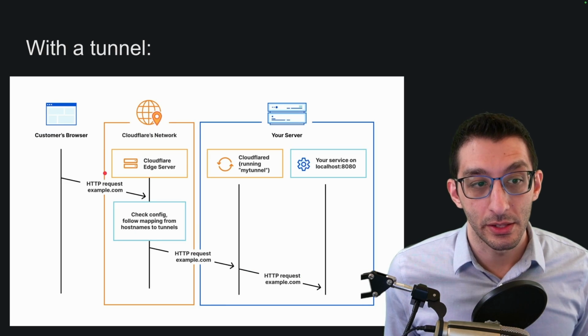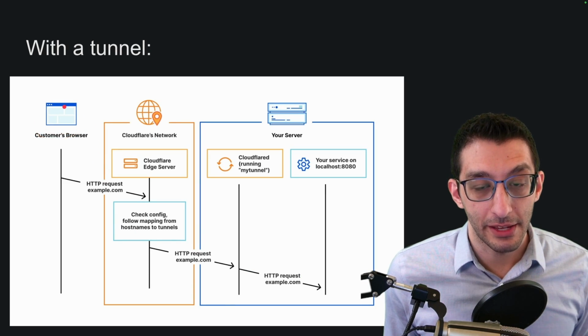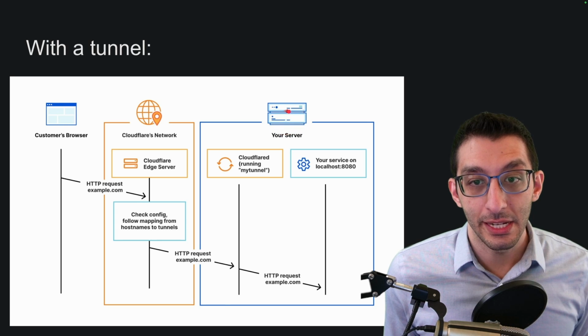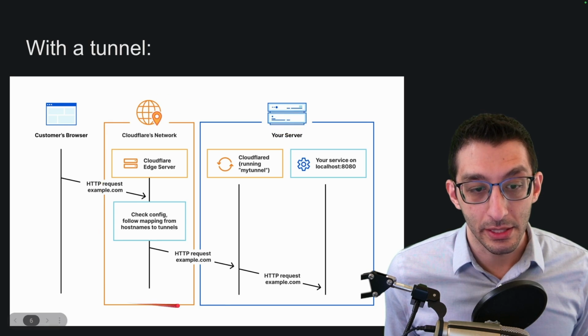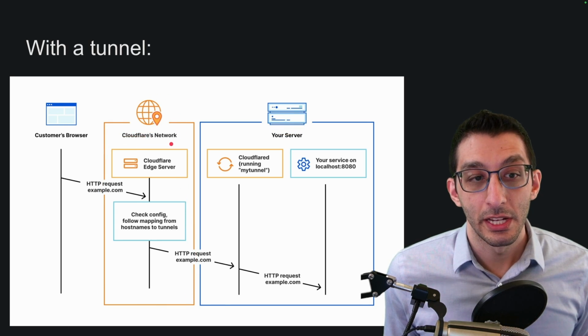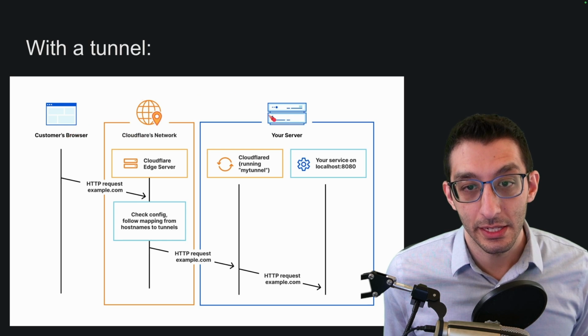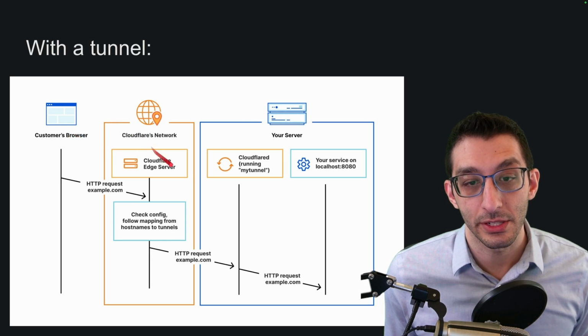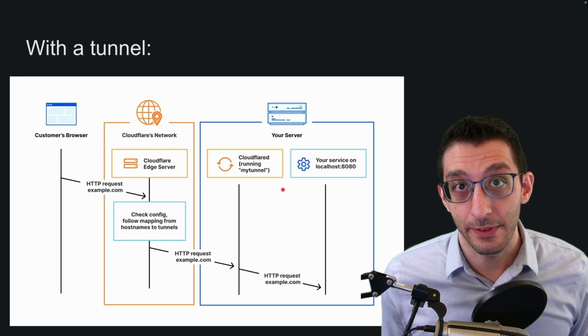So with a tunnel, we still have the customer's browser on the left here, and we still have your service on the right here. But now we have this orange rectangle in the middle that represents Cloudflare's network. So instead of a customer talking directly to you, they're going through Cloudflare to get to you. And now we get certain benefits by having that.